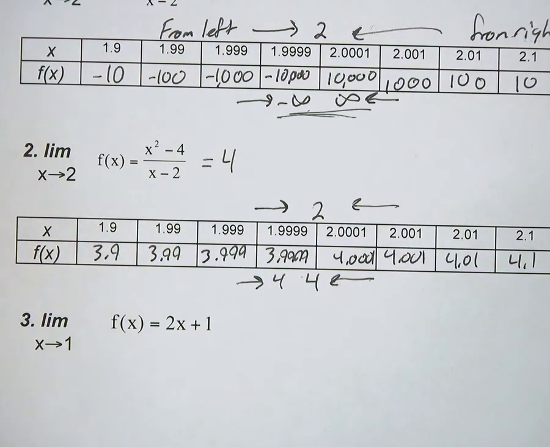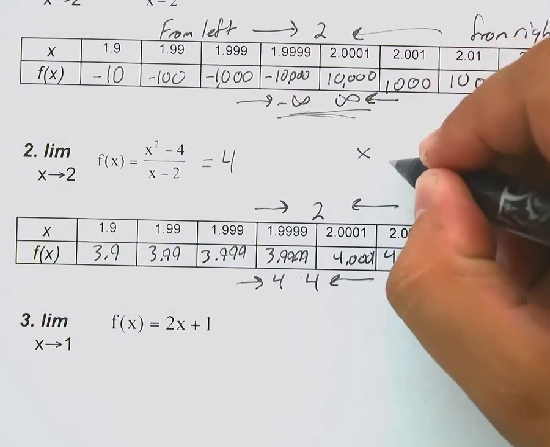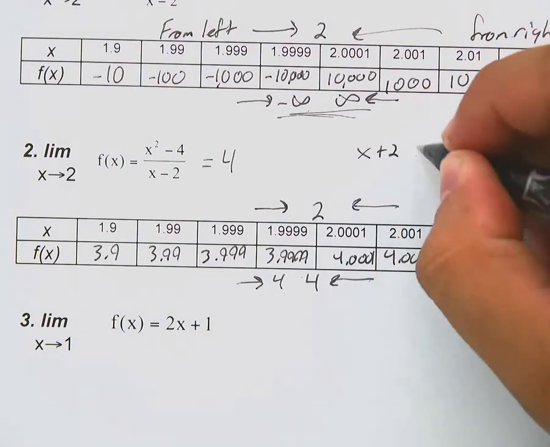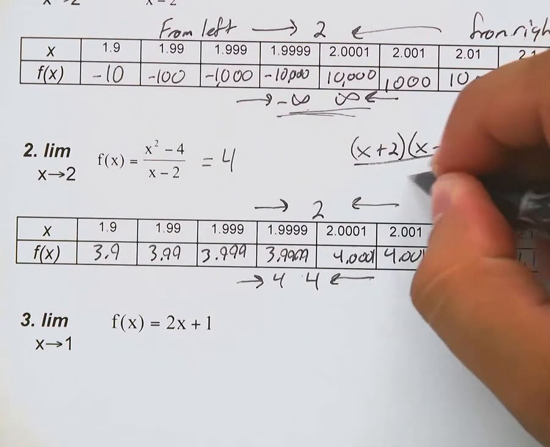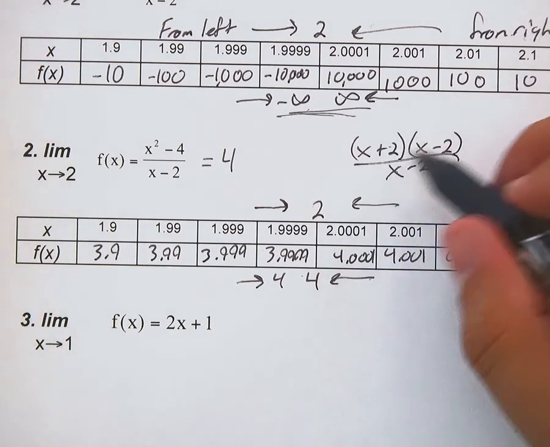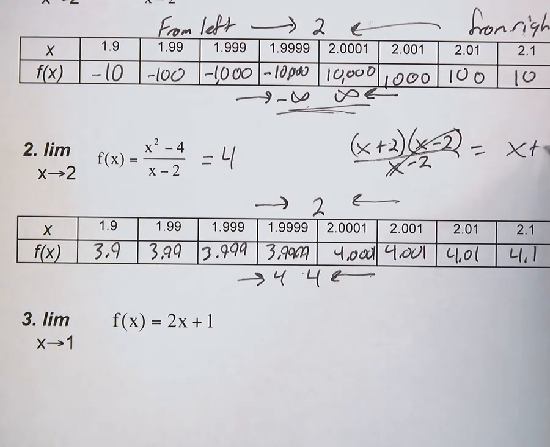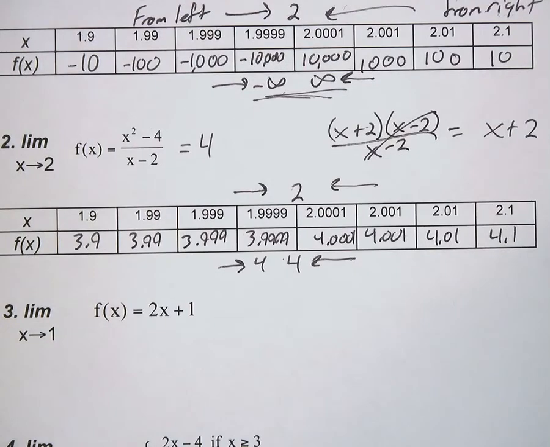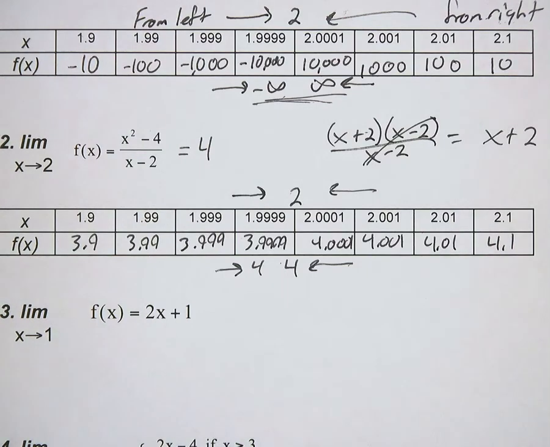Now if you wanted to, you could do some algebra magic to this, and you could factor the top into x plus 2 and x minus 2 over x minus 2. Difference of two squares. Cancel them out, and this thing is just x plus 2. What's fun is if you plug in a 2 into that, you get 4. It's crazy, isn't it?